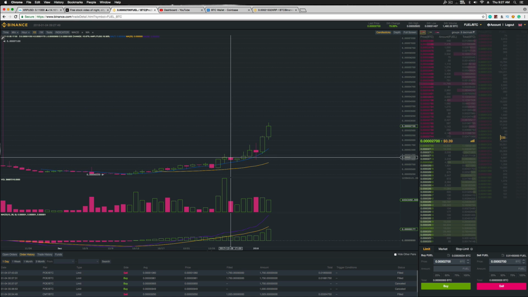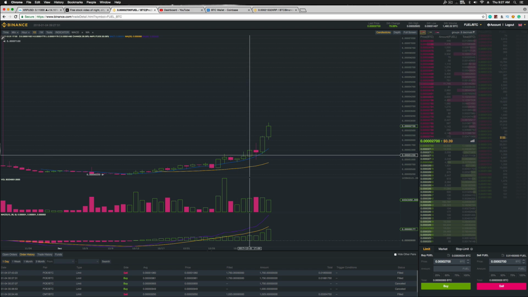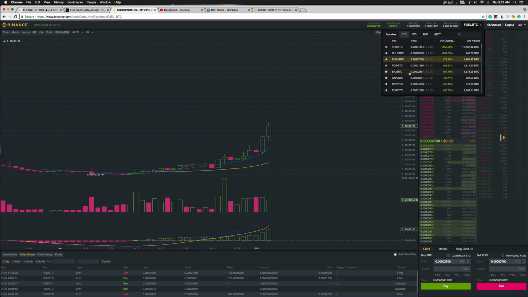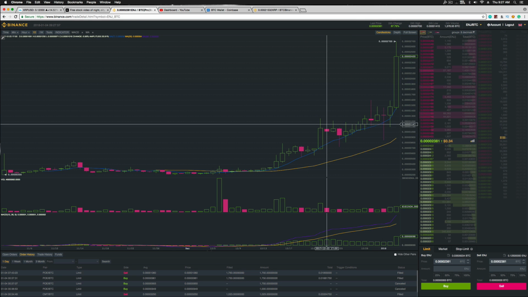Same thing here. Consolidates, first green candle, make a new high. Boom, you buy in. Boom, breakout. That's on fuel. It just gets better and better, guys. You'll see how easy this is. First candle, make a new high.